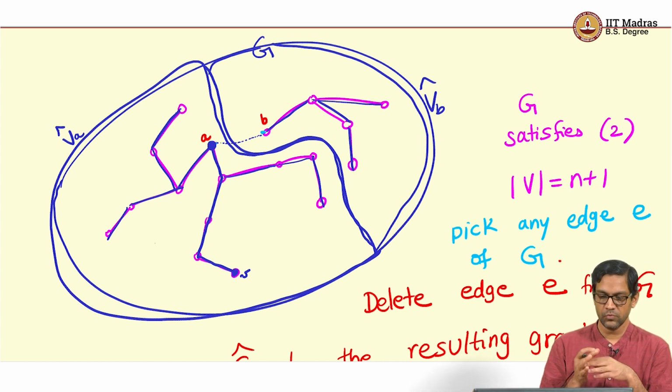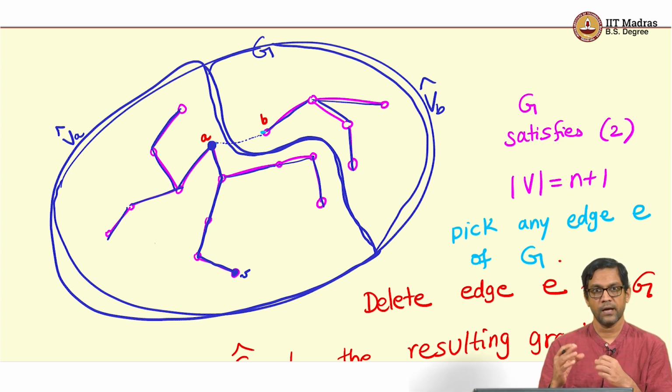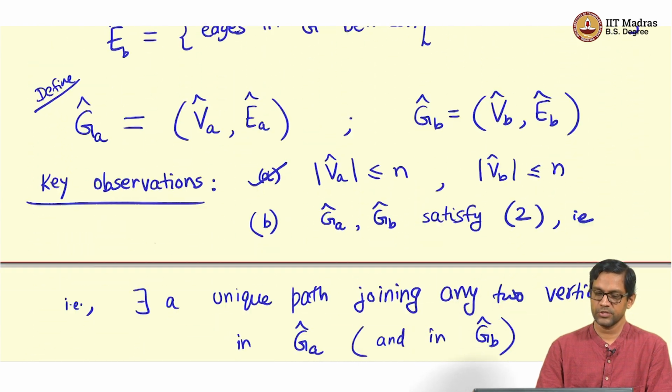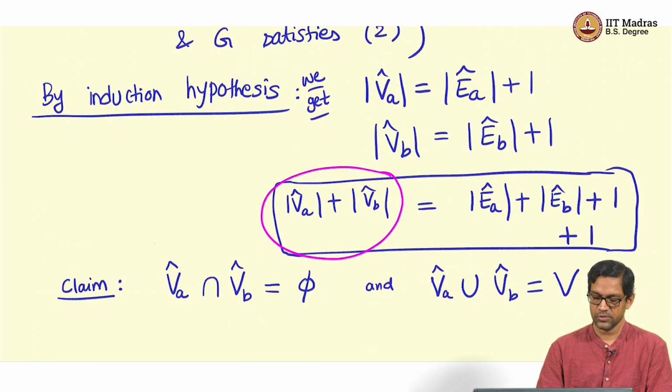Why is it true, for example, that the sets VA hat and VB hat are disjoint from each other? Okay, so, let us prove that first. So, what was the definition? VA hat is all those vertices where you have a path from A to that vertex in G hat. VB hat is everything which has a path from B to that vertex in G hat. Okay. So, suppose these two sets were not disjoint, so let us do that.